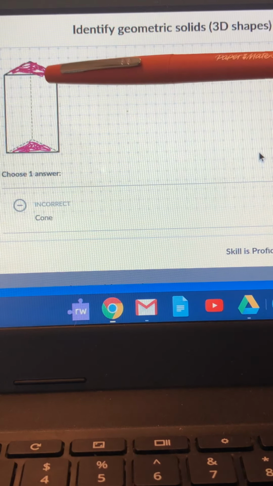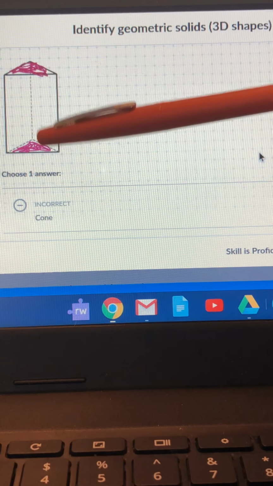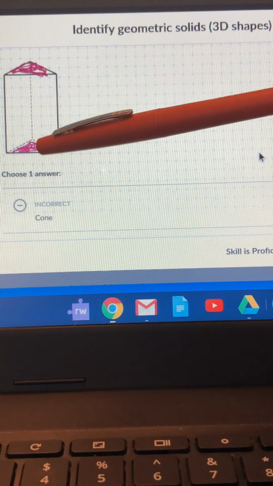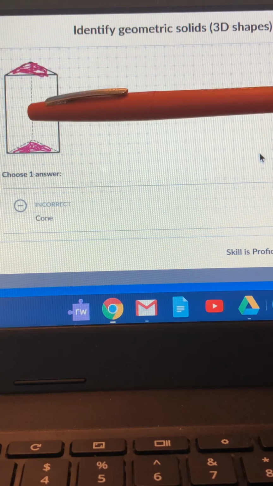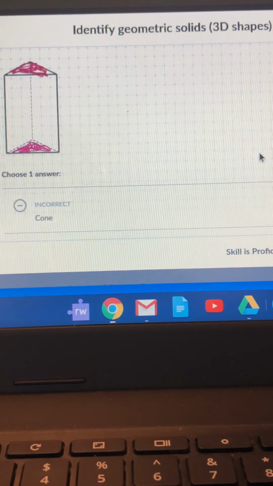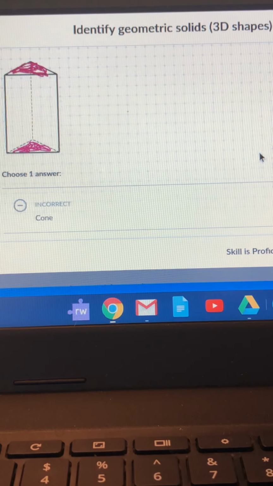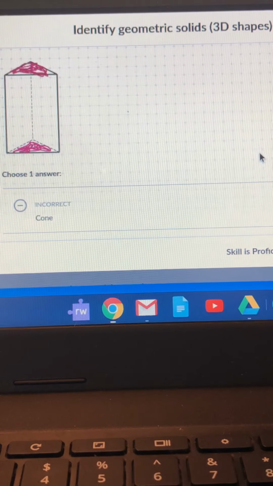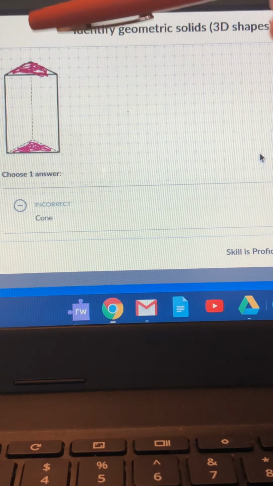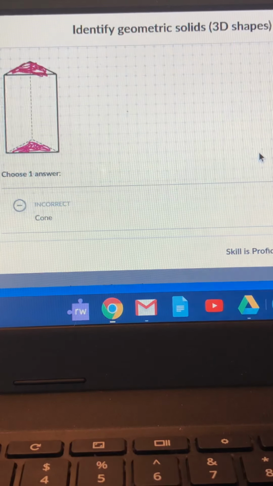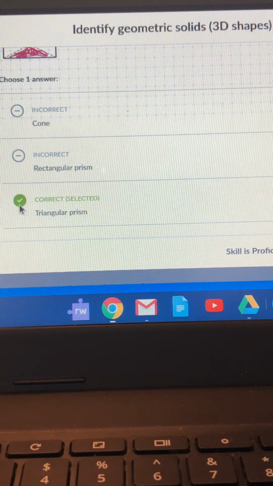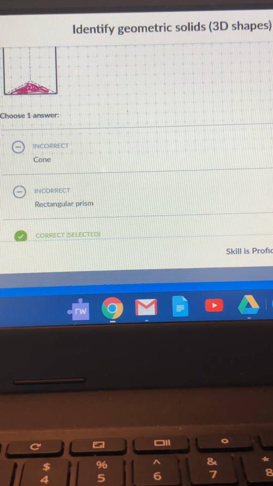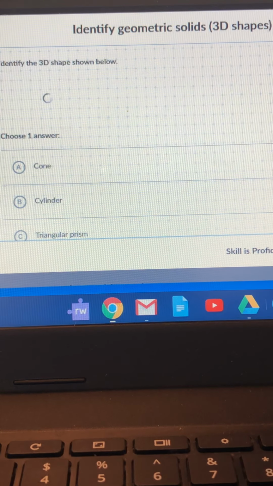So here we have a triangle on the top and a triangle on the bottom. So we have two parallel triangular bases, and it has three rectangular faces that are rectangles. Now a prism, which is what this is, is named for its base. Because that's a triangle and that's a triangle, we call this a triangular prism. So we would just select triangular prism and click next question.